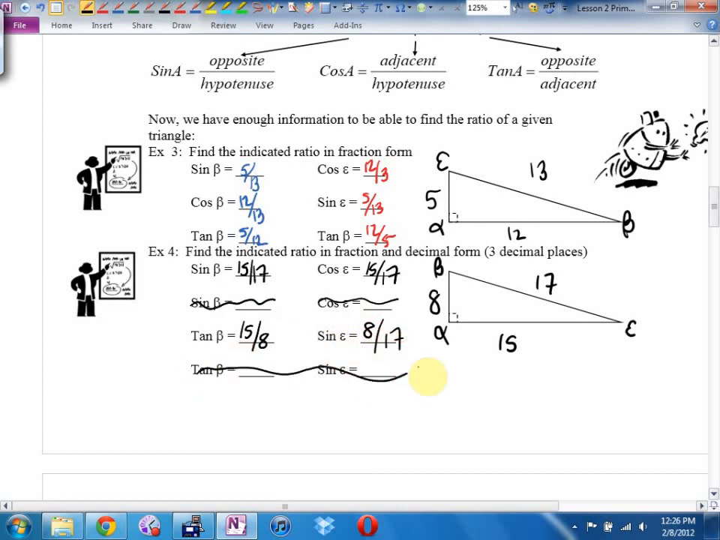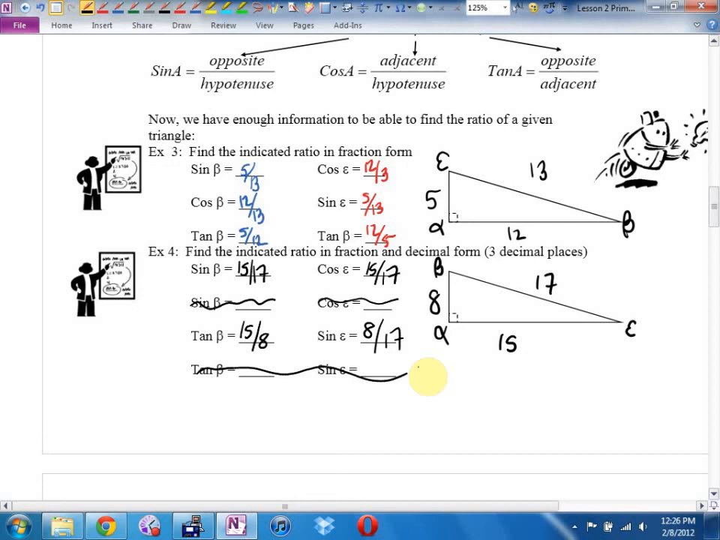So the questions that appear twice for some dumb reason, don't do those. You should be able to get them without copying. If you can't, you need to come in as soon as you can and figure out the difference between opposite, adjacent, and hypotenuse. That's fundamental to this unit.